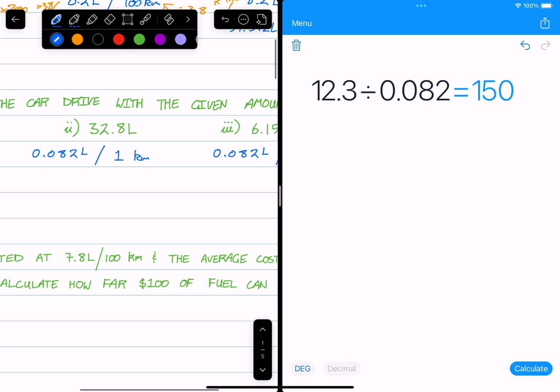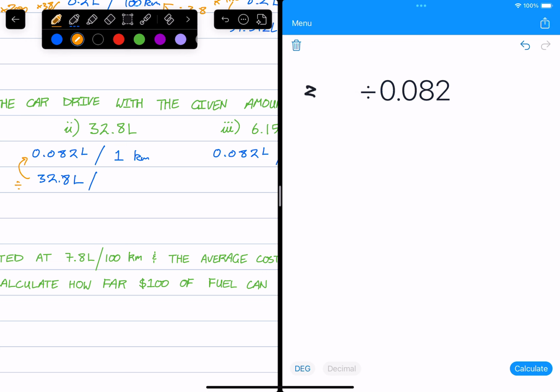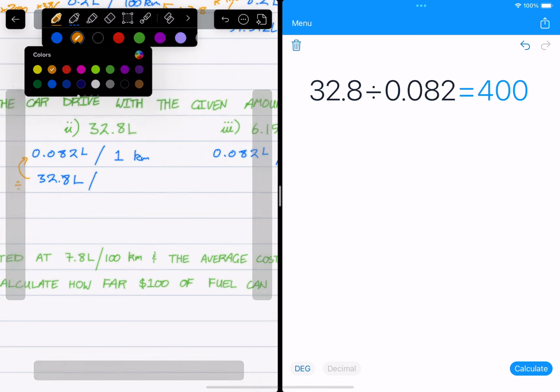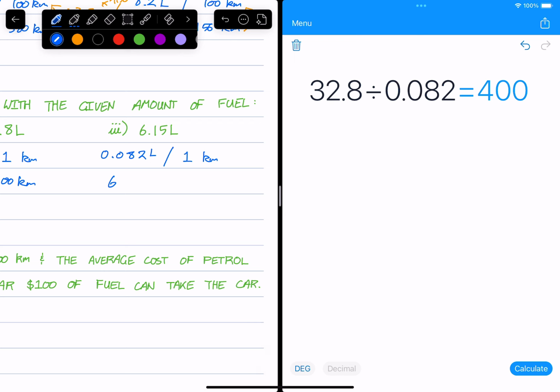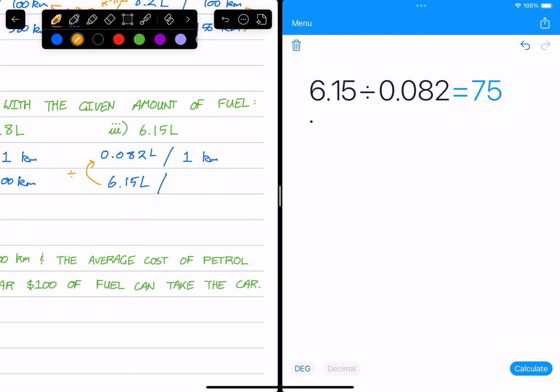Same deal with this one. 32.8 below the matching unit. Divide. So 32.8 divide 0.082, we get 400. And last one here, 6.15. And for this, once again, we just divide 6.15, and this gets us immediately that 75 kilometers.